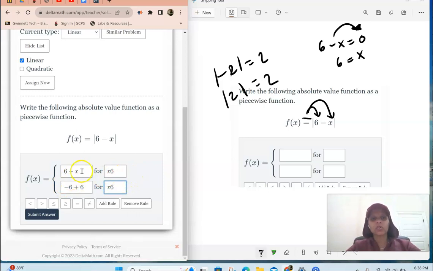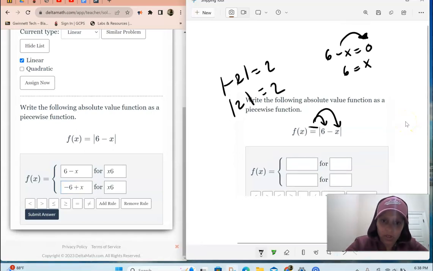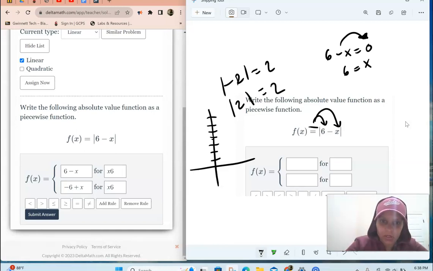Okay. Now I need to know which side of the graph is greater than and which side of the graph, I miswrote that, is less than. And that's where you can do one of two things. Actually, you just do it with the graph. So think about what this graph looks like. And my y-intercept is going to be 6.